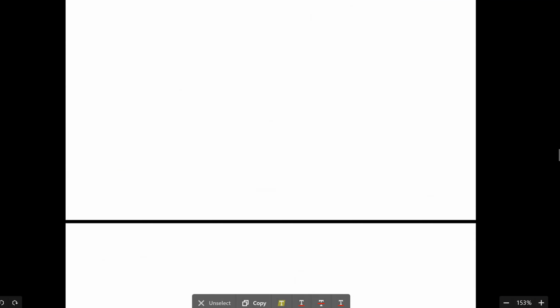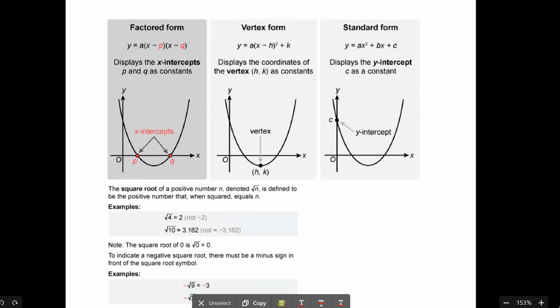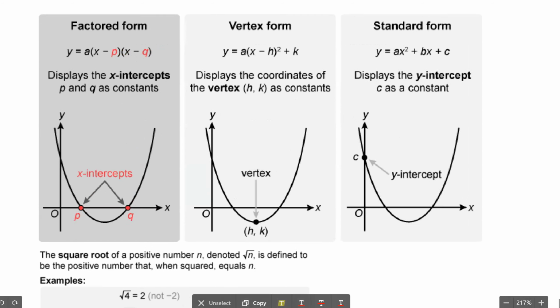Also, instead of writing dilation, can I just write vertical stretch? That's fine. We have to know what it classifies under. A vertical stretch classifies under dilation.